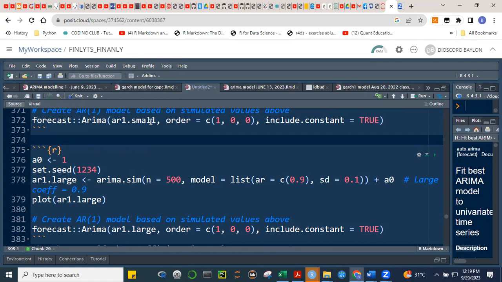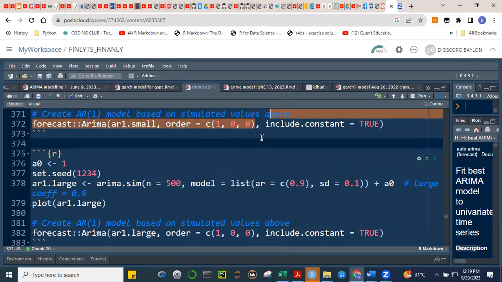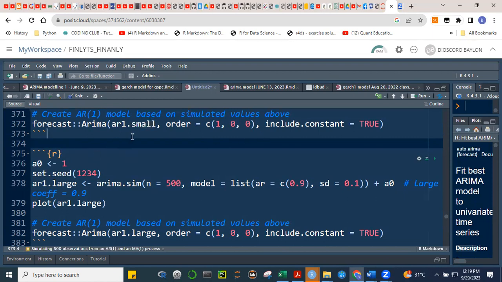So what are we asking it to determine? Our data is AR1.small, then we define order equal to c(1,0,0). What does this order mean? AR1 process is 1, 0 differencing, 0 moving average. So we are saying, please define the arima model using an AR1 process, and then include constant equal to TRUE.